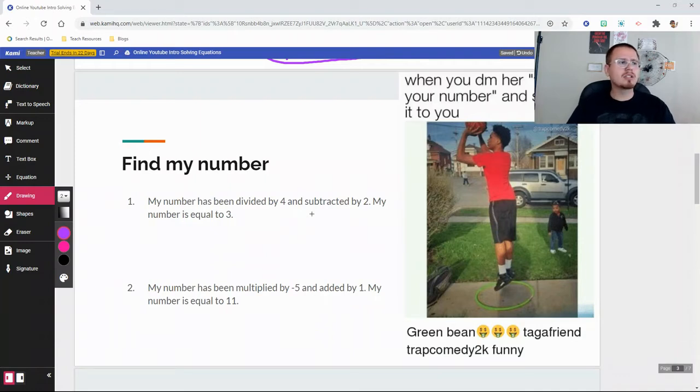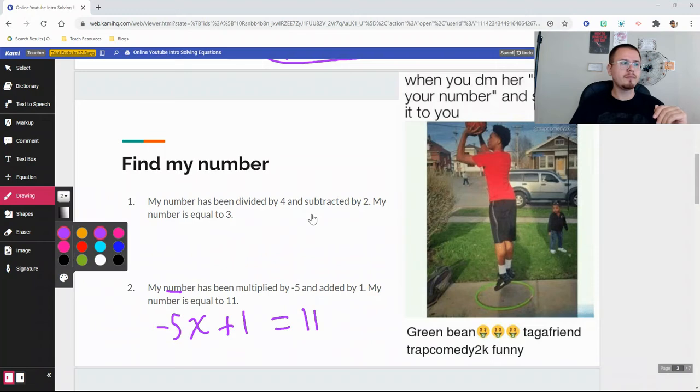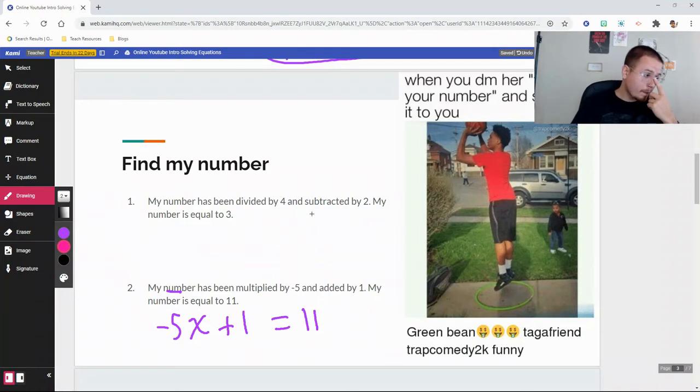So here's just, we'll do one of these, and then I'll let you guys mess with the other one. I'll do the bottom one. My number, the unknown, has been multiplied by -5 and added by 1. My number is equal to 11. So I got to put a variable, right? Because it's an unknown. So an x multiplied by -5 plus 1 is equal to 11. So what can I put in here to make this left-hand side equal the right-hand side?